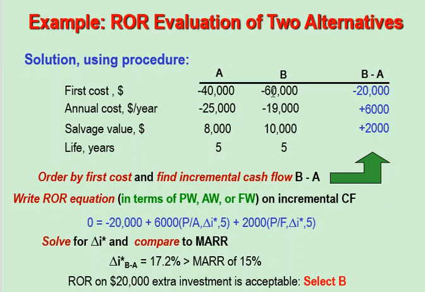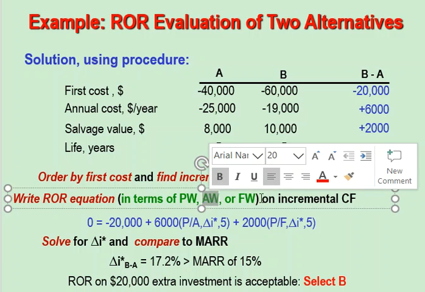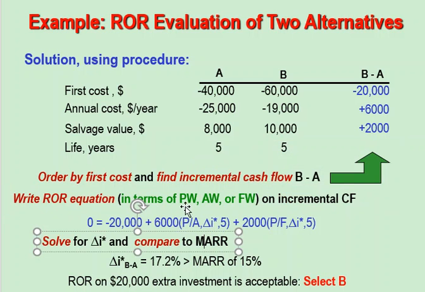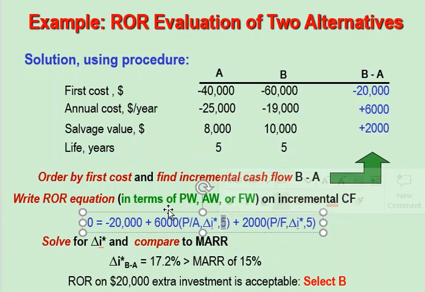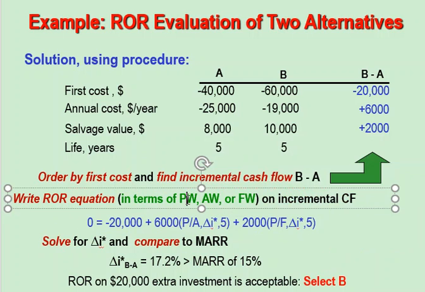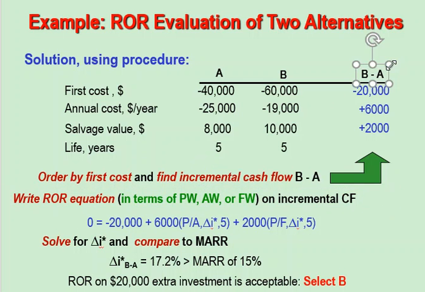B minus A: negative 60 minus 40, that means negative 60 plus 40. So it's negative 20. I'm done with this B minus A. As we talked about in the previous chapter, everything has to go to 0, whether it is PW equal to 0, AW equal to 0, or FW equal to 0. You can solve this by using any. Here I want to use PW.